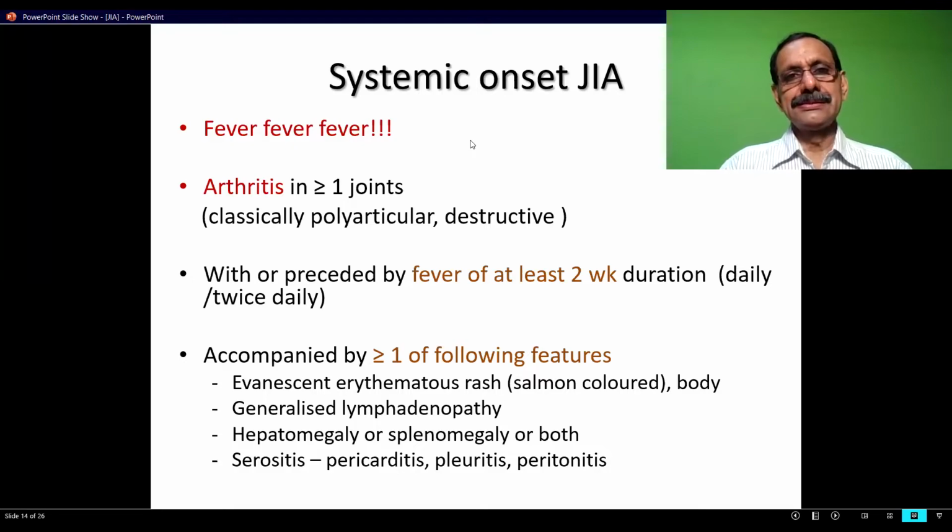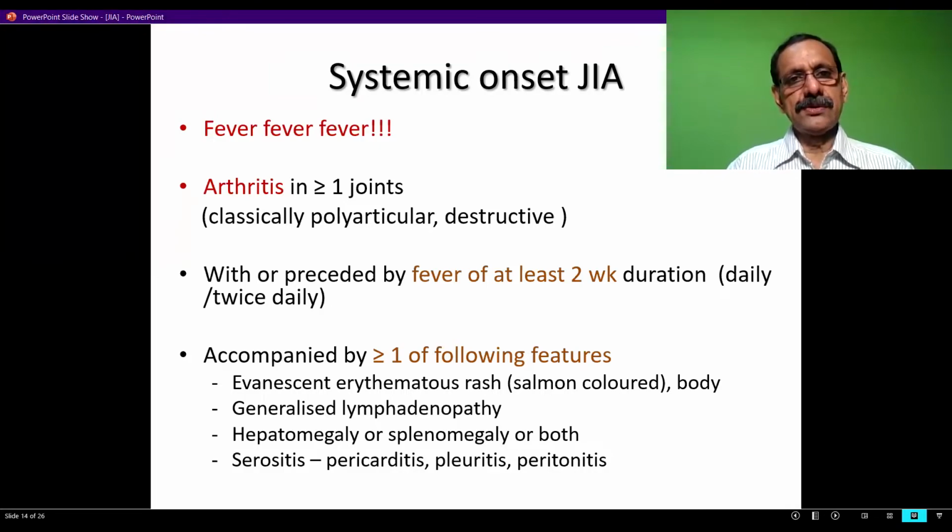Now, this is the most serious subtype of juvenile idiopathic arthritis. That is systemic onset juvenile idiopathic arthritis, otherwise called SOJIA. And what is the presentation? Fever, fever, and fever. No cause could be found. You investigate, nothing is found, but fever simply goes on and on. So that is the characteristic of juvenile idiopathic arthritis of this systemic variety.